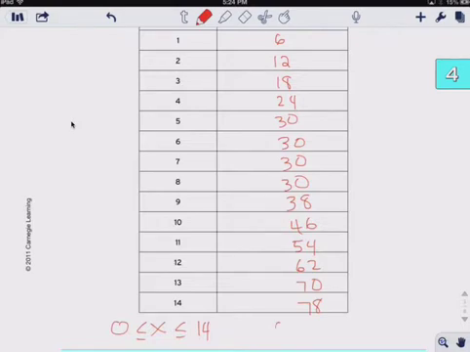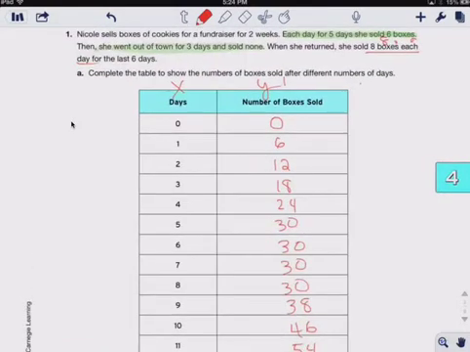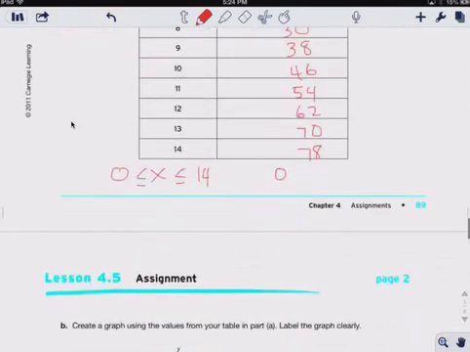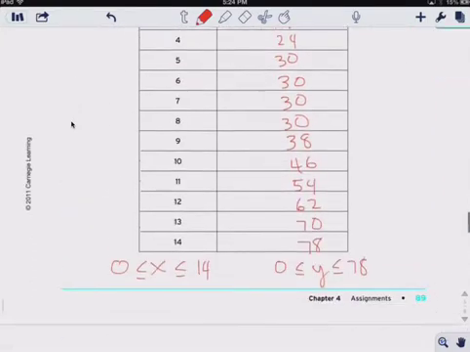So you would write 0. Remember, Y is the range. I'm teaching you this even though it's not asked on here. Y is the range: 0 less than or equal to Y less than or equal to 78. Not X. The range is Y. That's how you would write range. That means 0 to 78.